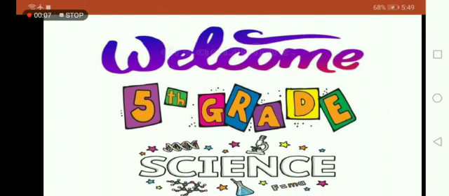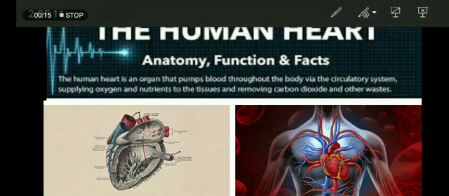Today we are again going to discuss the heart. In the previous lecture we studied the external structure of the heart. We studied the function: the human heart is an organ that pumps blood throughout the body via the circulatory system. It supplies oxygen and nutrients to all the tissues and removes carbon dioxide and other wastes from them.